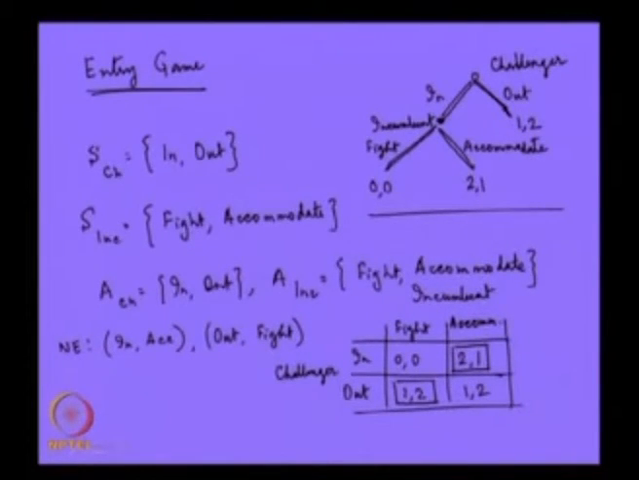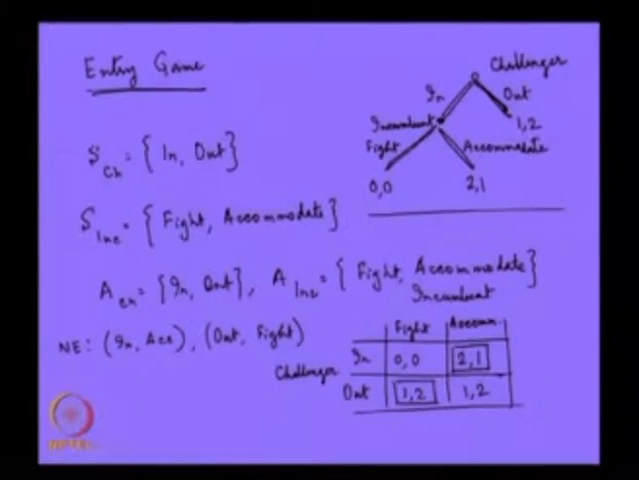Because from the challenger's point of view, he is getting 2 in this terminal history. If he changes his strategy, that is, if he chooses out in place of in, then he is getting 1. 1 is less than 2. So, from the challenger's point of view, this is optimal.